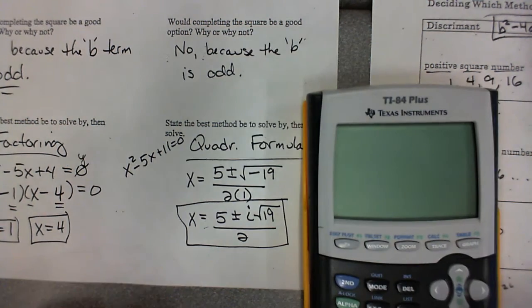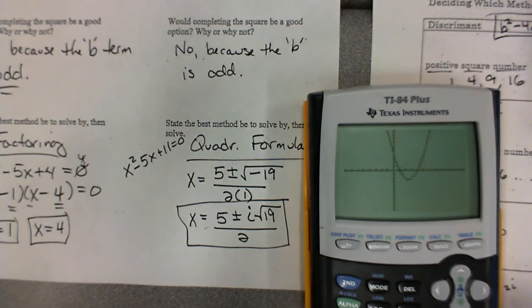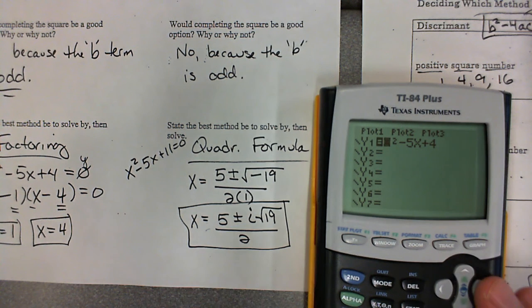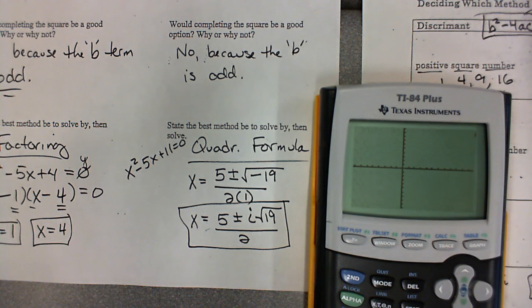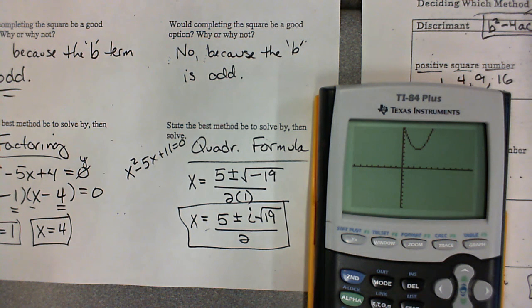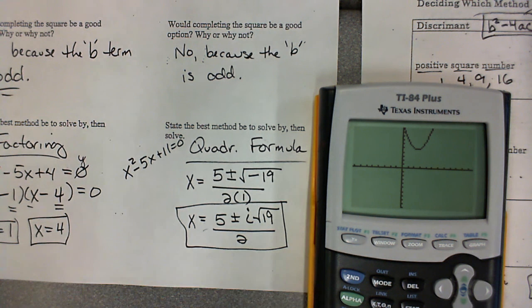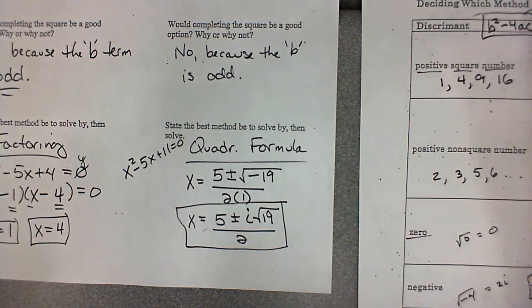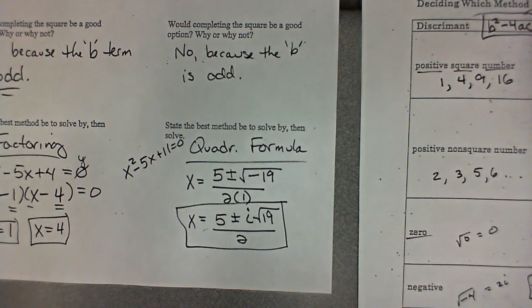Now, if you want to check, you're not going to be able to tell what the solution is, but we can tell if this makes sense. So if we plug in this equation and hit graph, notice what happens. Your parabola is totally above the x-axis. That's why we have imaginary solutions, because we have no x-intercepts. Okay? So those were the problems from the notes. I will work through some of your homework problems as well.